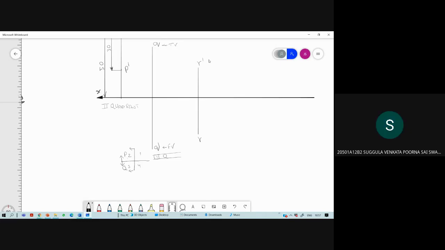Anyone? The point is above HP. Top view below XY line means in front of VP. So the point is in front of VP. So R is in the first quadrant: above HP, in front of VP. R is in the first quadrant. So write a statement. First quadrant. Point S.